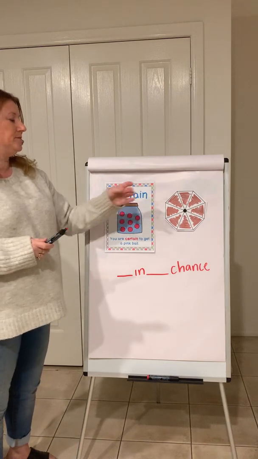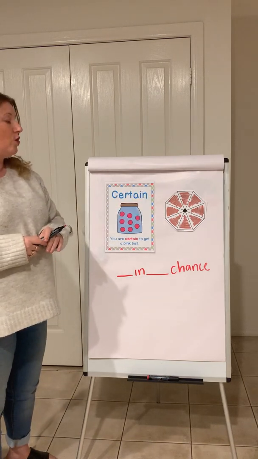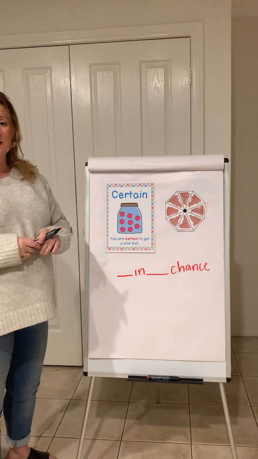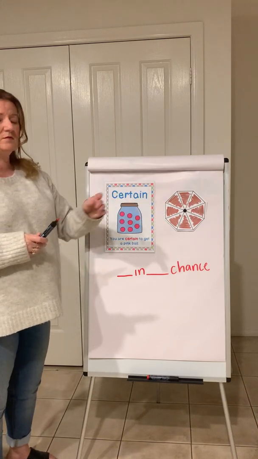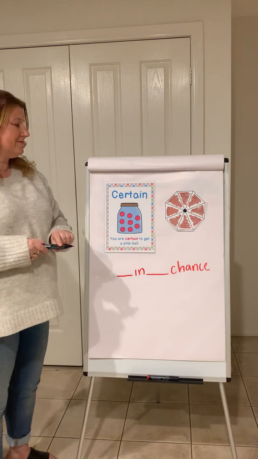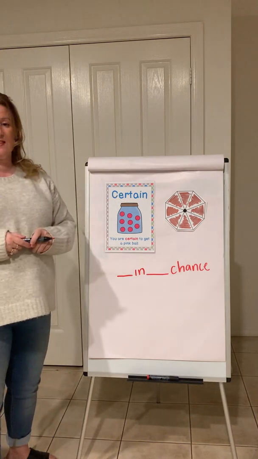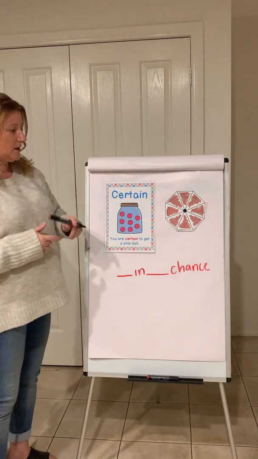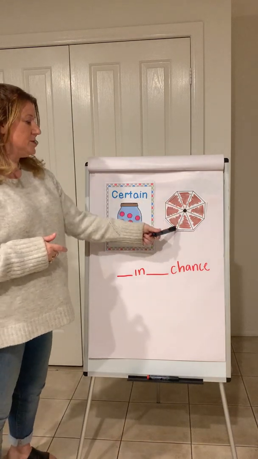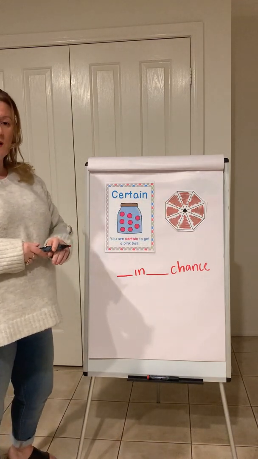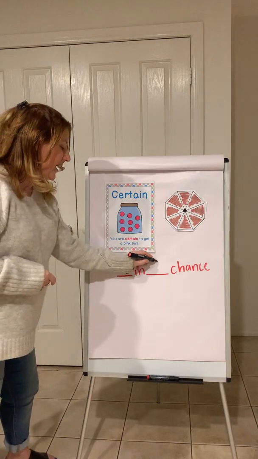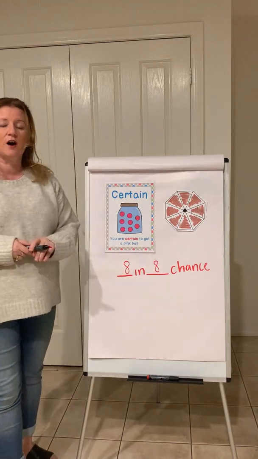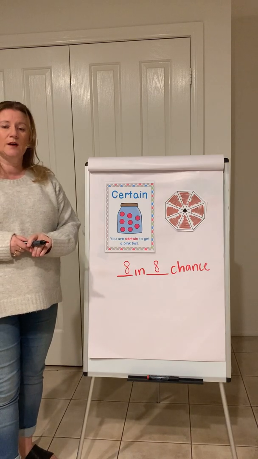Look at my spinner. My spinner is the same. Every single part is pink. What's my chance of landing on pink? You guessed it. I am certain to land on pink. There are 8 parts and every single one is pink. So I have an 8 in 8 chance of landing on a pink. Pretty good odds.